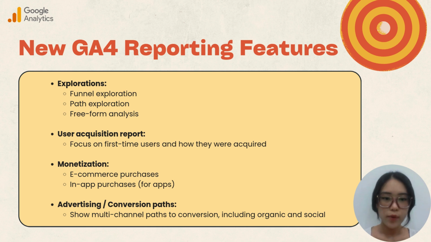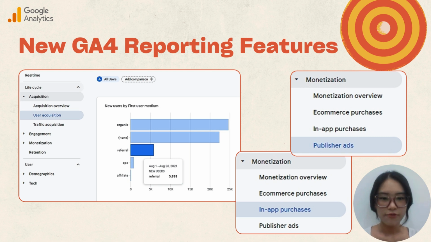There are some new GA4 reporting features. GA4 newly introduces the new reporting features under explorations, including funnel exploration, path exploration, and free-form analysis. The user acquisition report focuses on first-time users and how they were acquired. Monetization reports cover e-commerce purchases and in-app purchases for apps. The advertising and conversion paths reports show multi-channel paths to conversion, including organic and social traffic. This slide visually illustrates some of these new GA4 reporting features, emphasizing the flexibility of explorations and the advertising workspace.